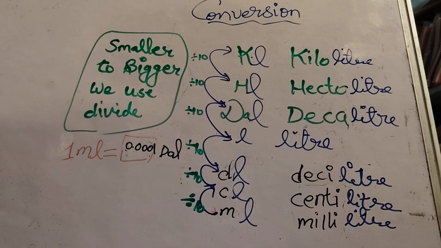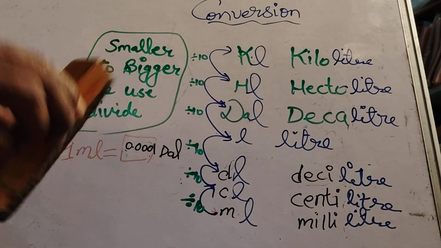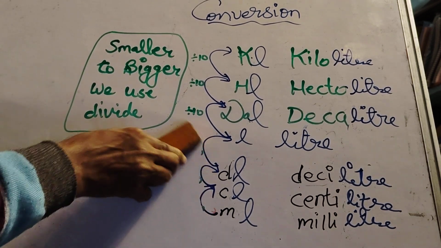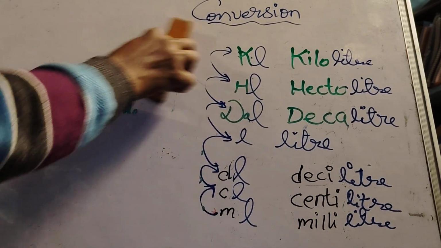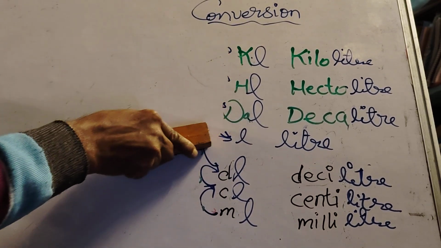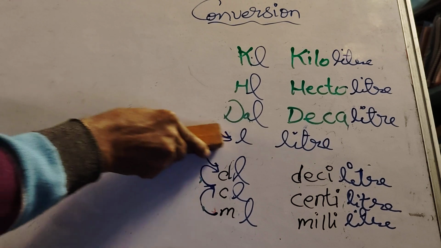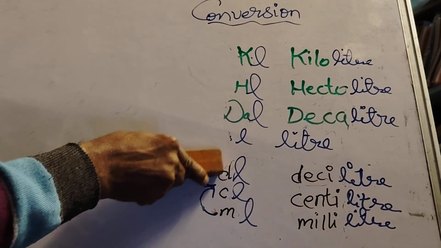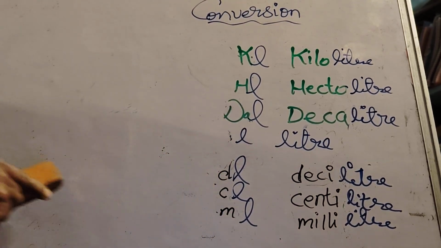Here we can take a few questions. So the arrow's direction is more important. From bottom to top we divide, and from top to bottom we multiply. Okay.